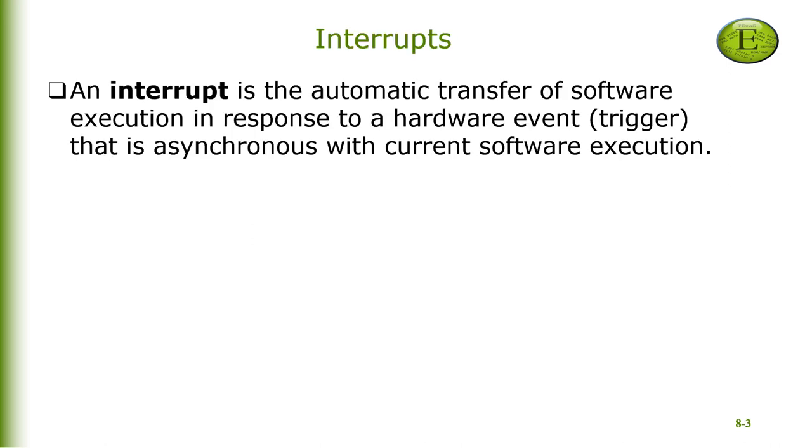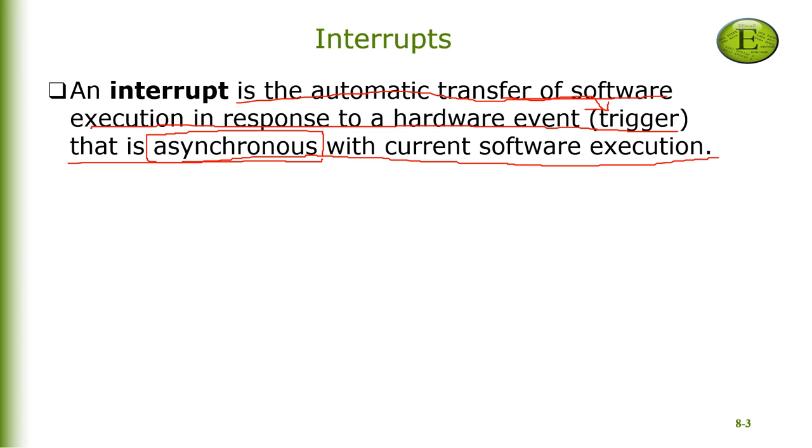However, in more technical terms, we define an interrupt to be the automatic transfer of software execution in response to a hardware event, call it a trigger, that is asynchronous with the current software execution. The word asynchronous is quite important here. That is, the automatic transfer is not synchronized with the execution of the main program. It means that it can occur randomly with respect to the execution of the main program, or at any time during its execution.